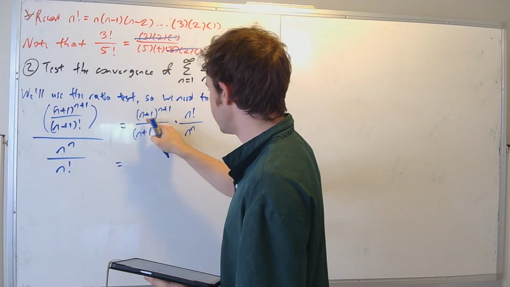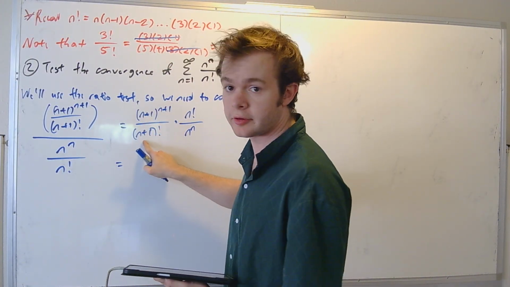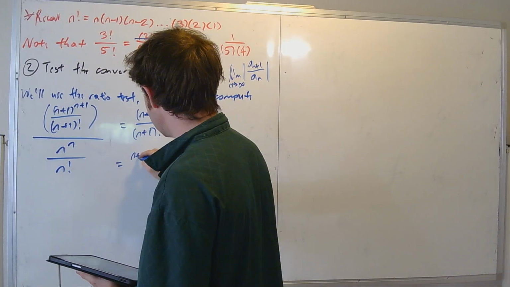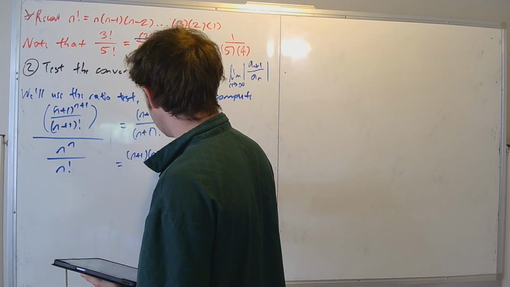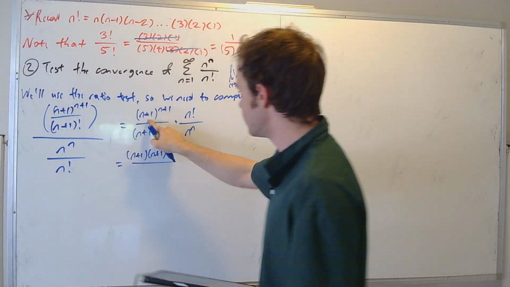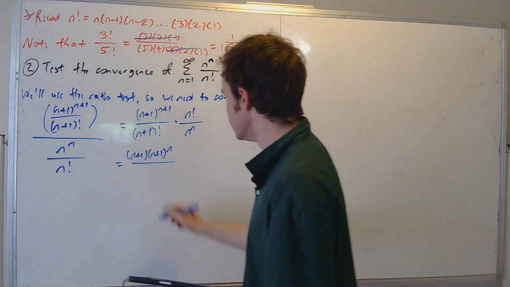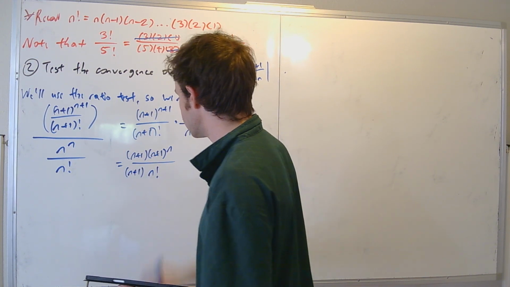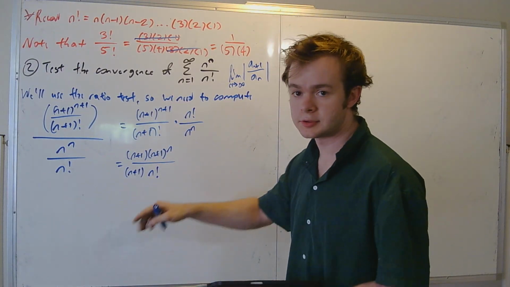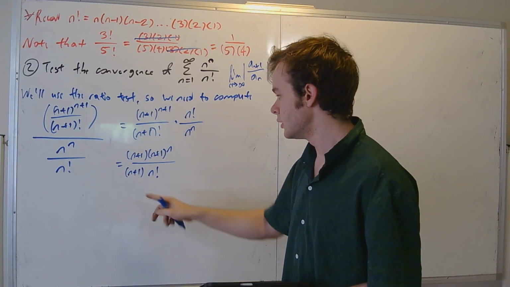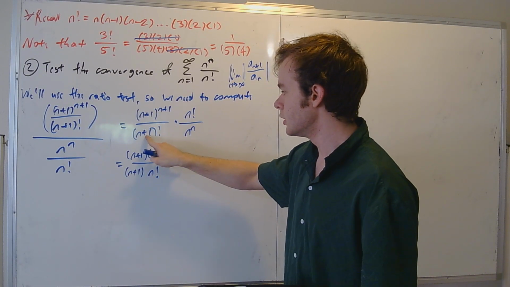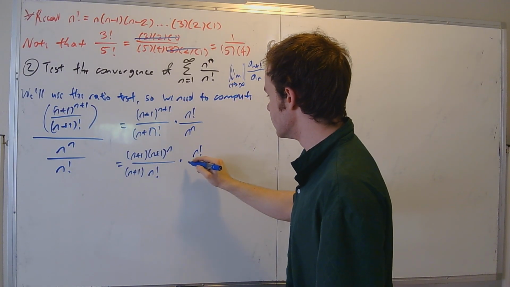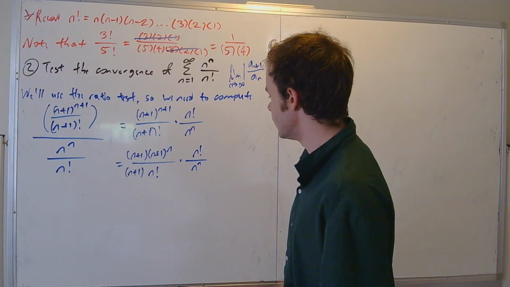So I'll just pull out a factor of n plus 1 here, and I'll pull out a factor of n plus 1 here. If I do that, then we're going to get n plus 1 times (n plus 1) to the power of n. That's what happens if I pull out one factor of n plus 1 in the numerator. And if I do that in the denominator, then we're going to get n plus 1 times n factorial, right? Because n factorial is multiplying all the numbers less than or equal to n, and if you multiply that by n plus 1, then you've actually got (n plus 1) factorial. And this is times n factorial over n to the power of n.